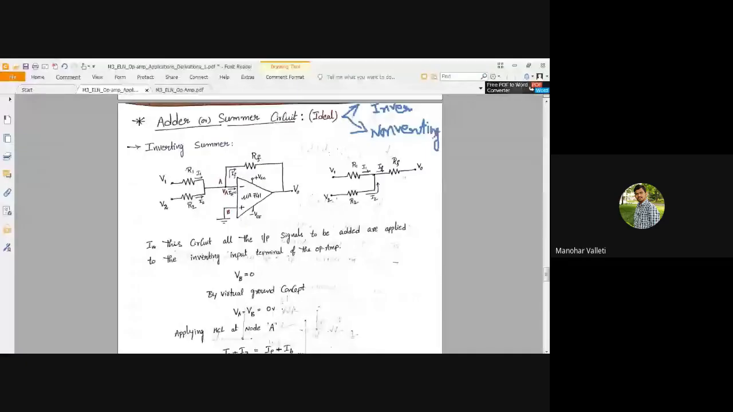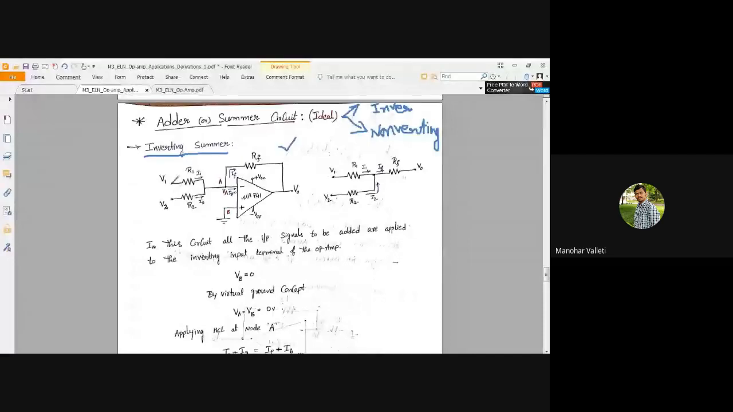In the exam, if it is not asked specifically, you would just draw the inverting summer circuit and do the derivation. The inverting summer is more popular. If it is simply asked to draw the circuit of a summing amplifier and do the derivation, then you draw the inverting summer circuit. So this is the circuit of the inverting summer.